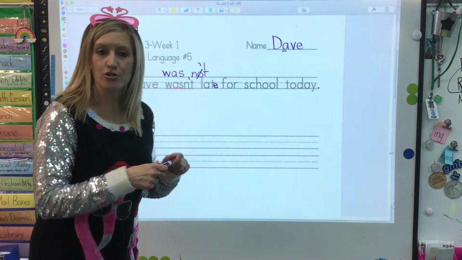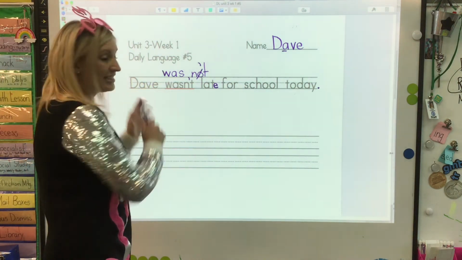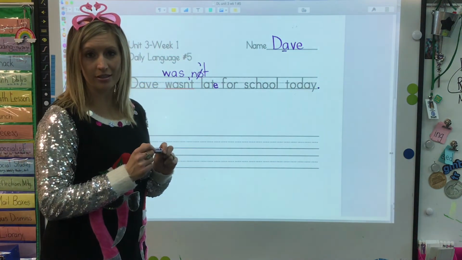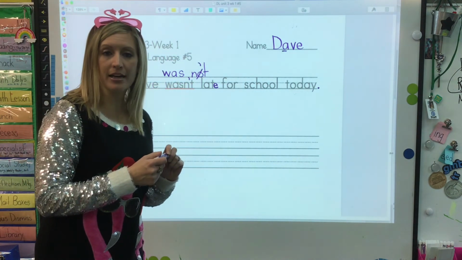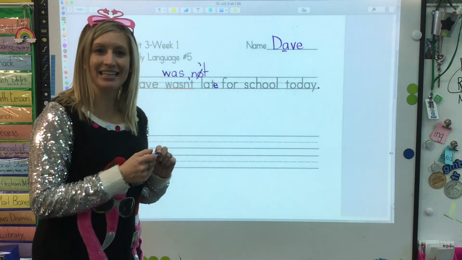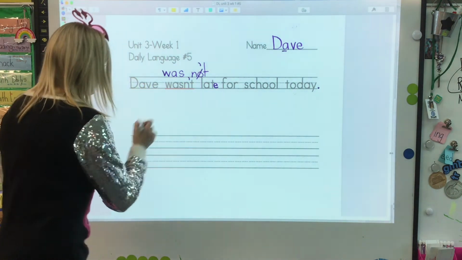What are you going to draw in your picture to show that Dave wasn't late for school? Maybe you will show Dave at school with a clock in the background to show that he is on time.